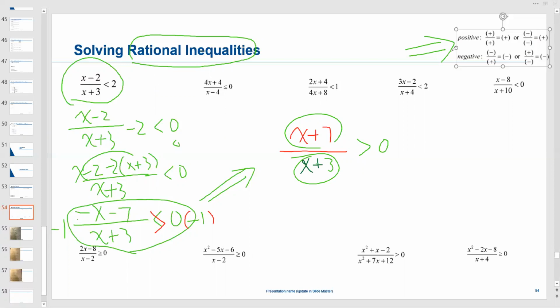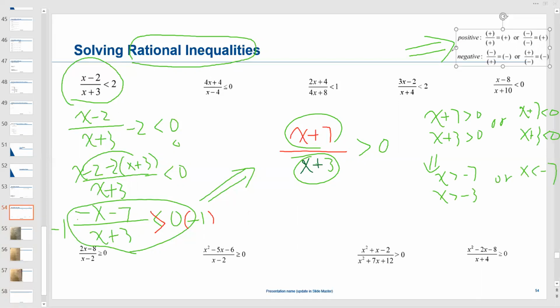Both positive. So we need x plus 7 and x plus 3 both greater than 0, or both negative. Both negative. So here you can get what? x greater than -3, x greater than -7; or x less than -3, x less than -7.